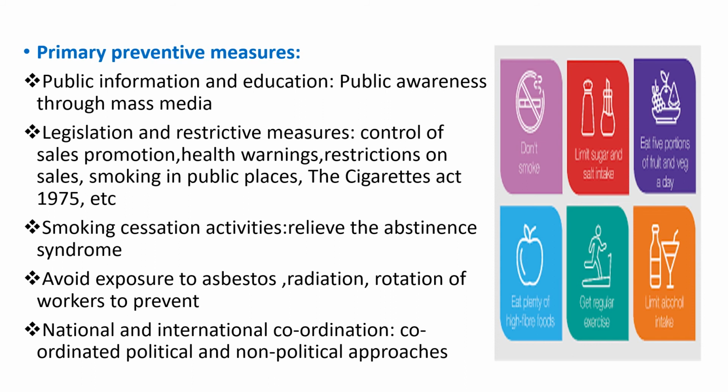So if you don't smoke, limit your sugar and salt intake, eat 5 portions of fruits and veggies a day, plenty of high fiber foods, get regular exercise and limit alcohol intake. These kinds of primary preventive measures can go a long way to stop a disease like lung cancer from emerging.